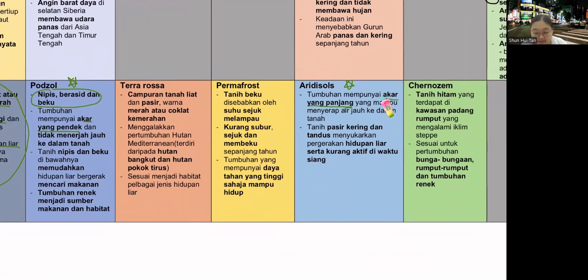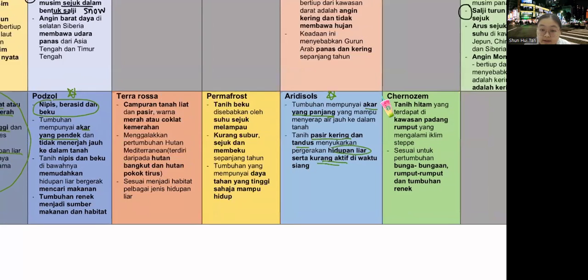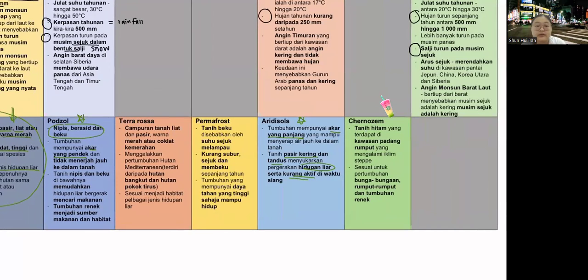Okay. And then, pasir kurang kering dan tandus. Very dry. Okay. Hence, animals less active in the daytime. All right. Now, for the Terra Rosa, I'm just gonna put it aside first, and let me show you another way of the question asking.